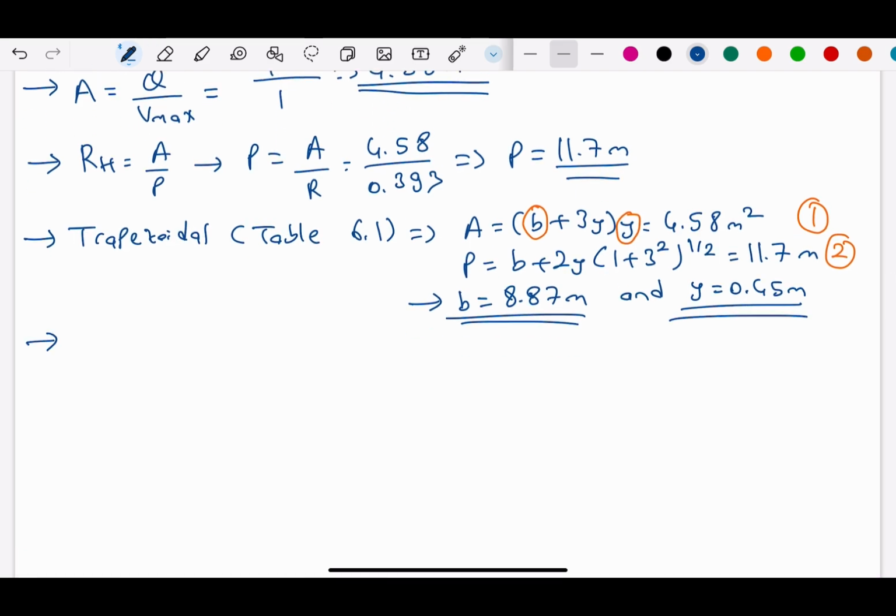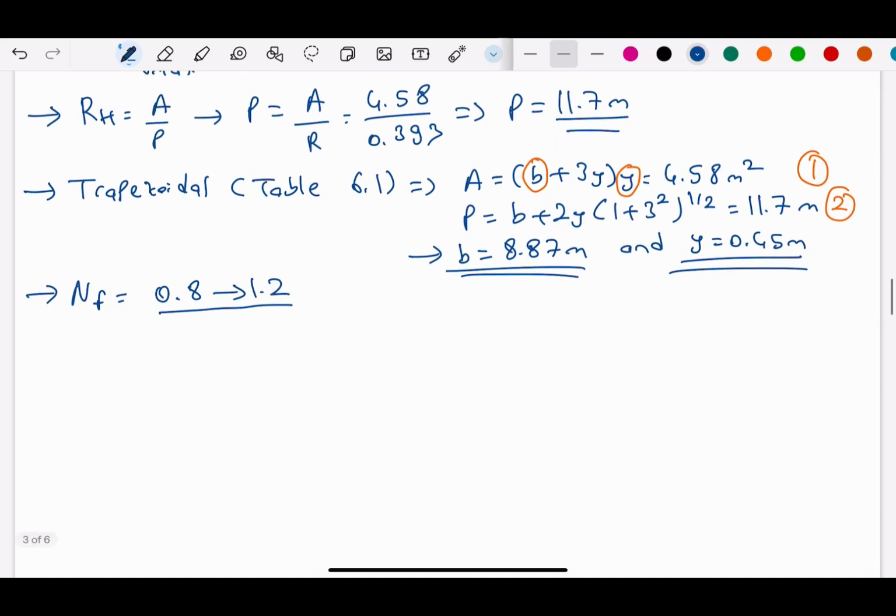From here, we need to make sure that the Reynolds numbers will not be very close to critical value. And you can find this information in your textbook. So for example, we can satisfy this condition if the Froude number is not in the range of 0.8 to 1.2. So let's calculate the Froude number here.